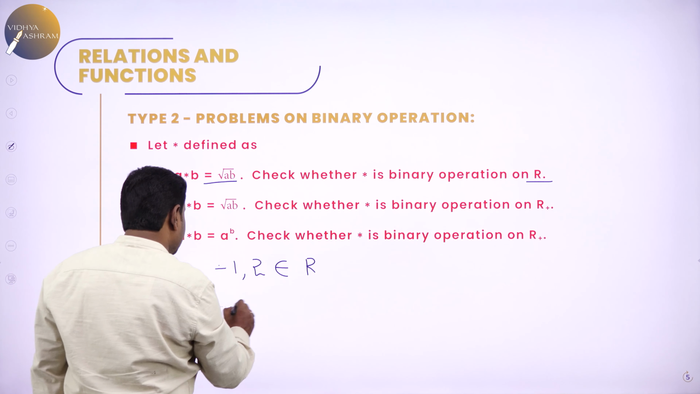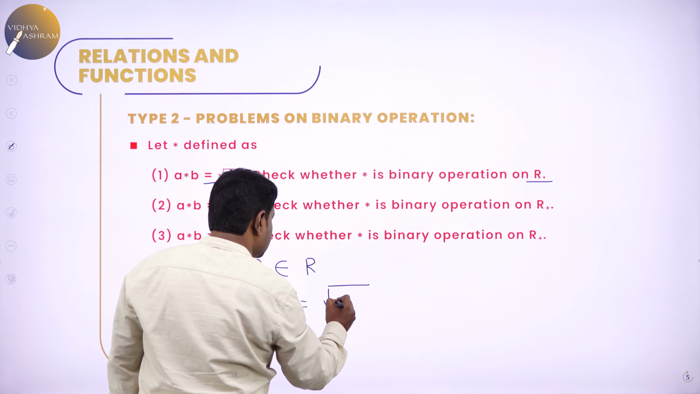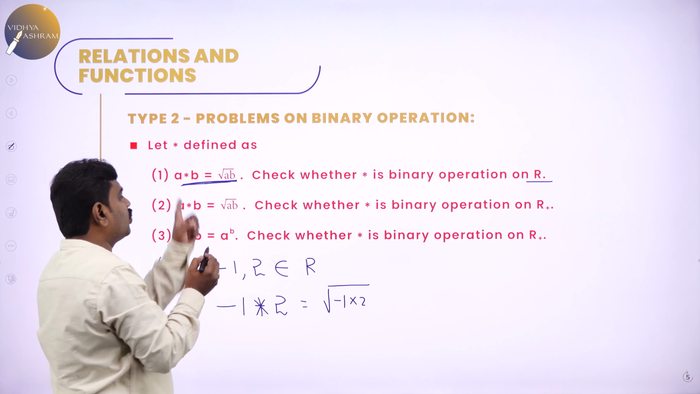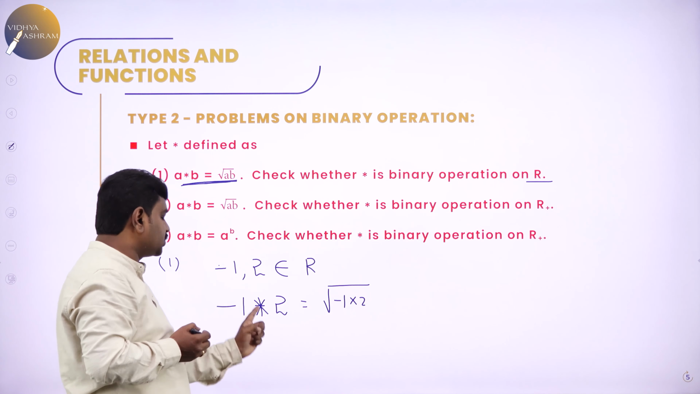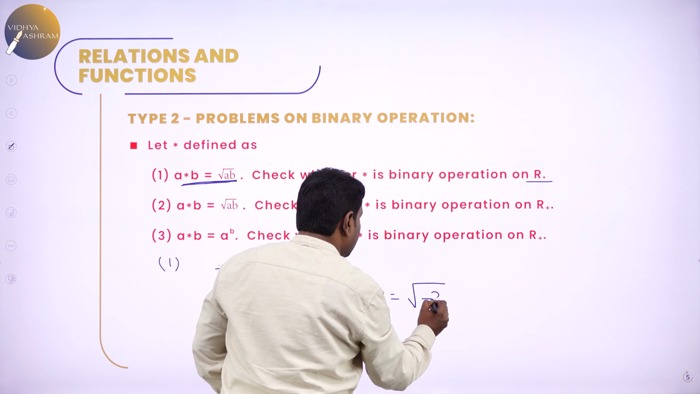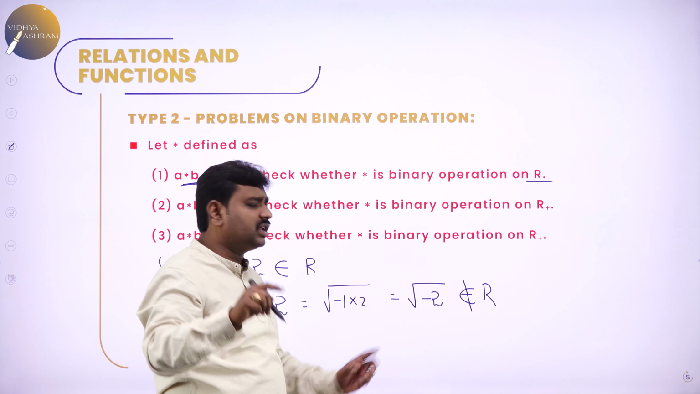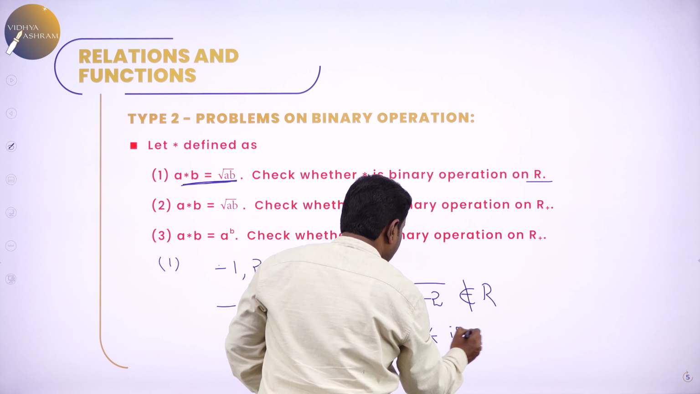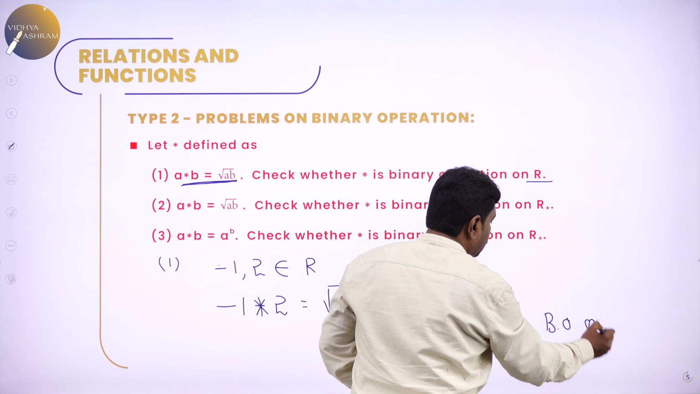Now I'll perform minus 1 star 2. What is minus 1 star 2? Root of minus 1 into 2. What is a star b given? Root ab. How to read this? First element star second is root of first into second. So minus 1 star 2 is root of minus 1 into 2. That gives root of minus 2. And you know, root of minus 2 does not belong to real numbers. Under the root, if you get negative, it is not real. Therefore, this is not real. Therefore, star is not a binary operation on R.